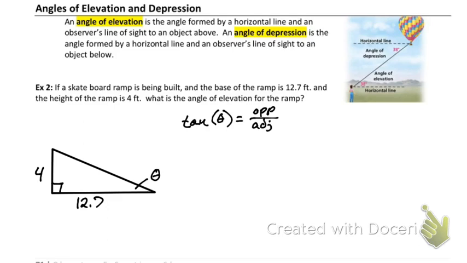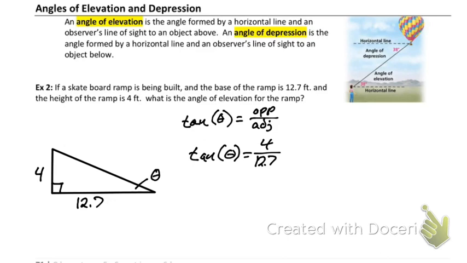Well, they didn't give me what our theta equals, so we have to stick with tangent theta still. But they did say the side opposite theta is going to be 4. And they said the one adjacent to it is 12.7. Can someone tell me how to get theta by itself? Because it has to be theta equals something. I need to somehow cancel out that tangent. How can I do that? The inverse. What was it, Liam? The inverse. Take the inverse.